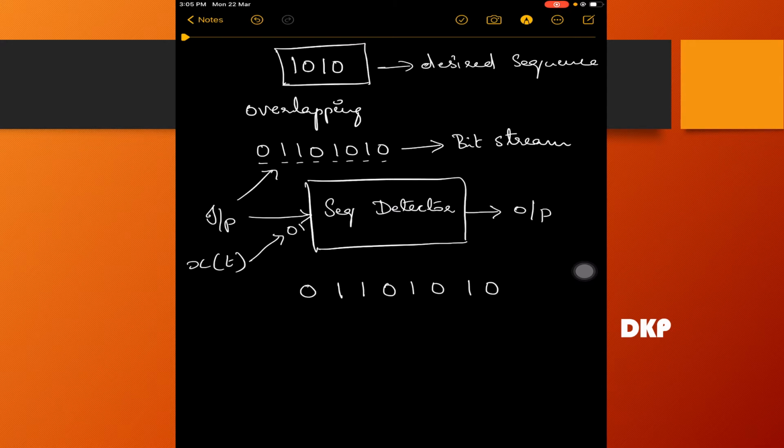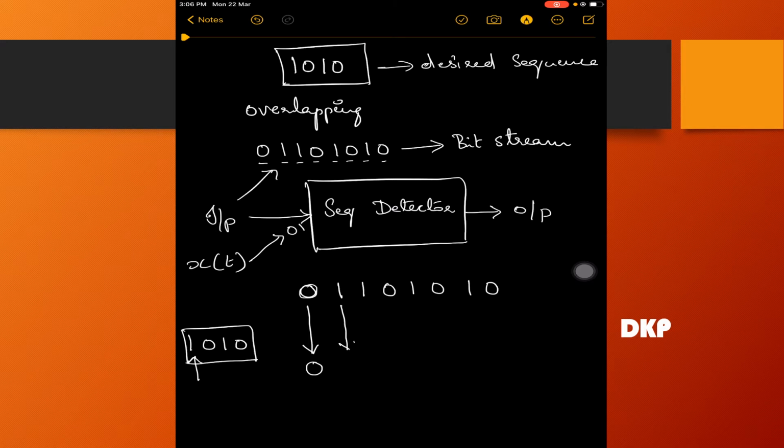So this is the bit stream. Suppose input 0 has been given to the sequence detector. What is the output here? Output is 0 because the sequence that you have to detect here is 1010. This is the desired sequence that you have to detect. So what is the first bit in the desired sequence? It is 1. What about this bit? This is 0. So this first bit doesn't match with your present input. Therefore, the output is 0 because that is not the desired sequence that we need.